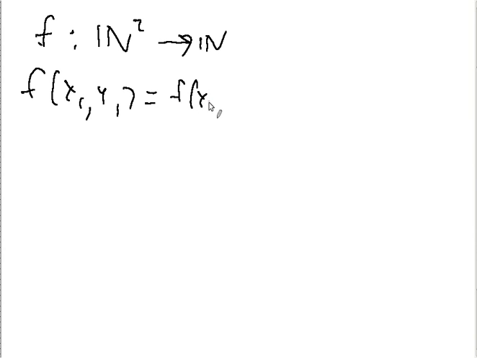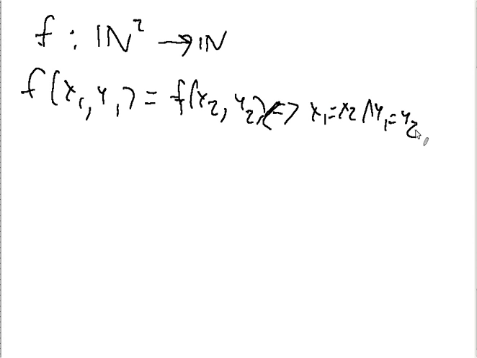Or put another way, if I know two input pairs which make this function take the same output, well, it must be that those inputs were in fact the same. If f of x1, y1 equals f of x2, y2, then it must be the case that x1 equals x2 and y1 equals y2.